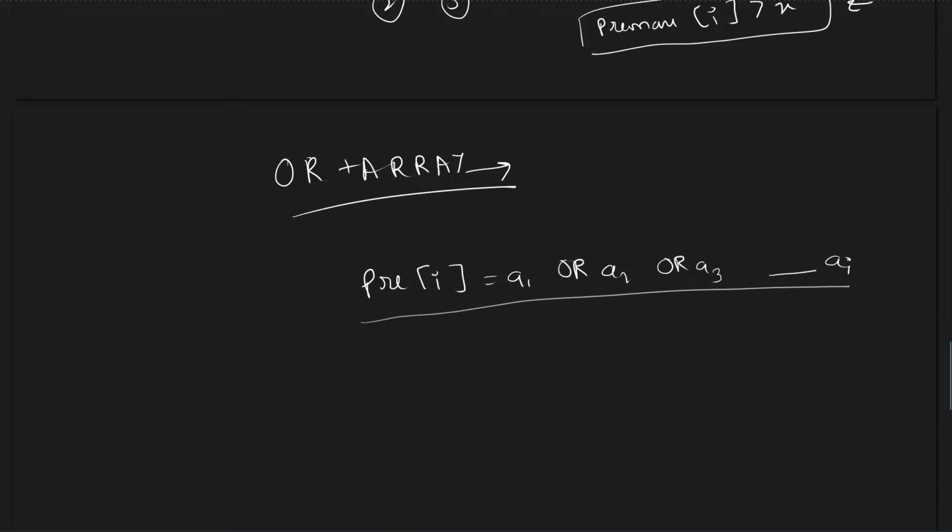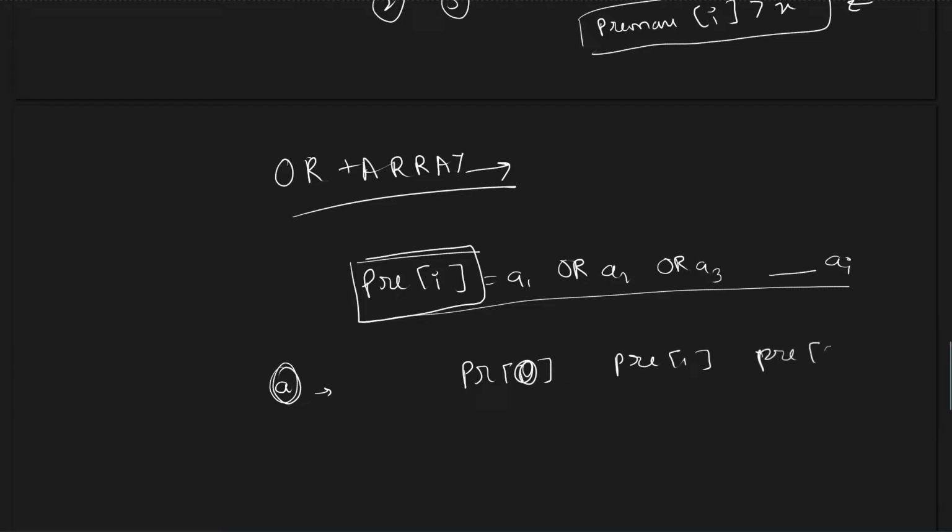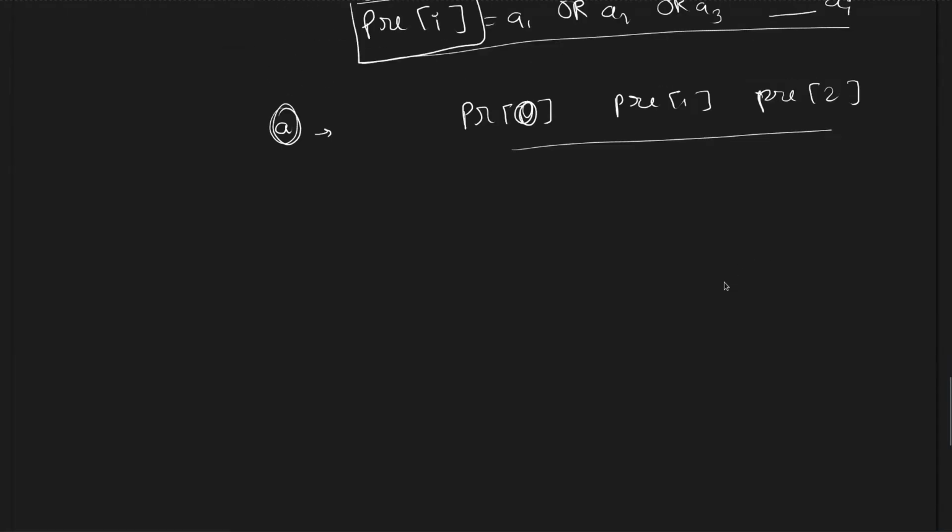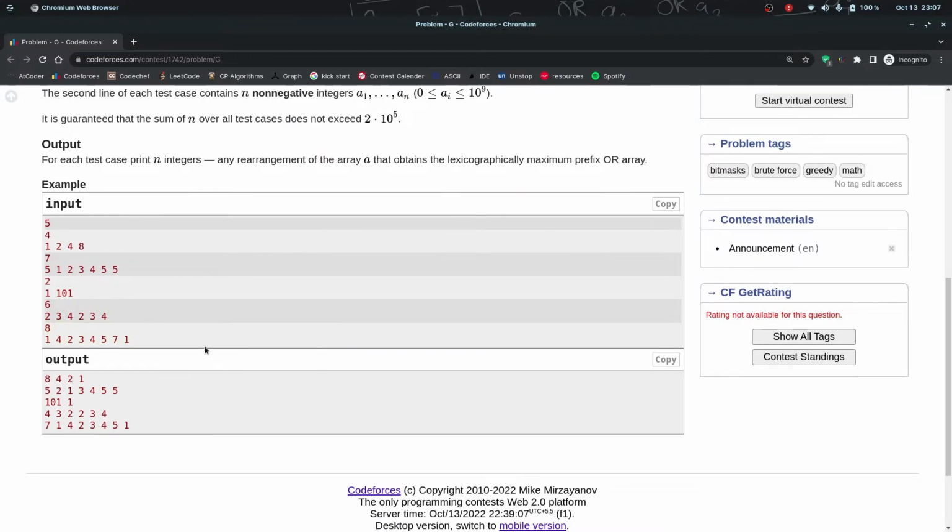So we have to arrange the elements of the initial array A such that this particular array is lexicographically maximum. Lexicographically maximum means that the sequence pre of 0, then pre of 1, then pre of 2, then this particular sequence should be as big as possible, or the maximum possible, right? So this is our question.